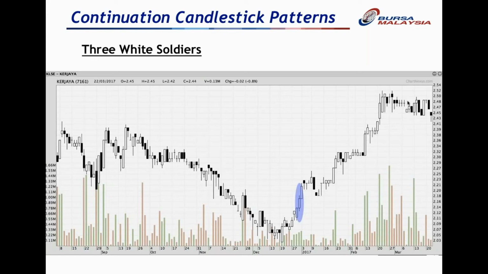In this case, we see this stock, Kerjaya. At the end of 2016, there were three white soldiers on the chart, and when you see that, it means the uptrend is likely to continue because the bullish buying force is still very strong, and the trend marches even higher. I think today it is about 3 ringgit 40 cent. So this is important. If you see this pattern, it tells you the price is likely to trend upward more, and the bullish force is likely to continue.